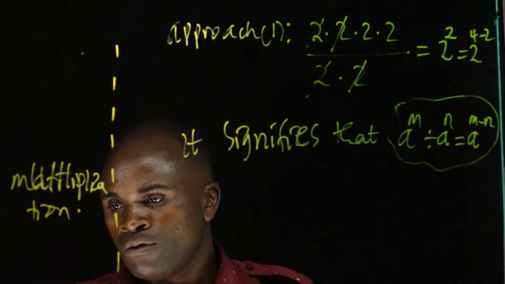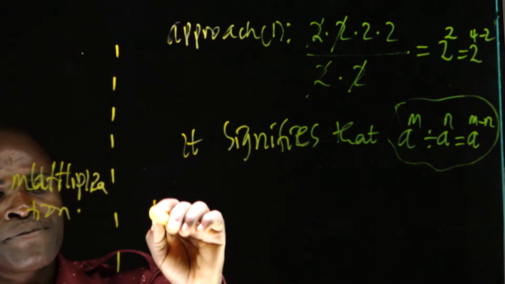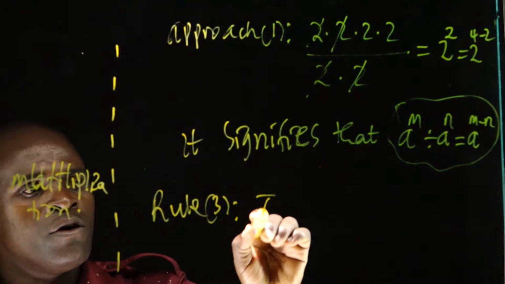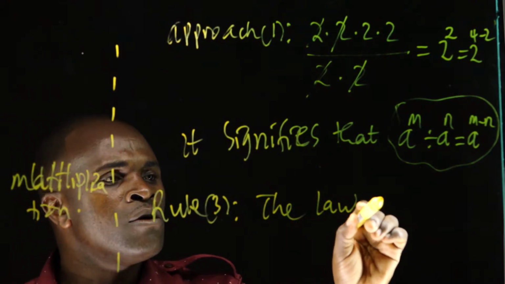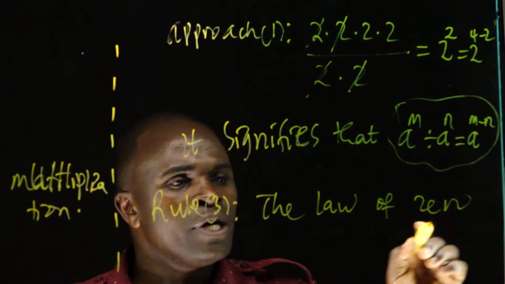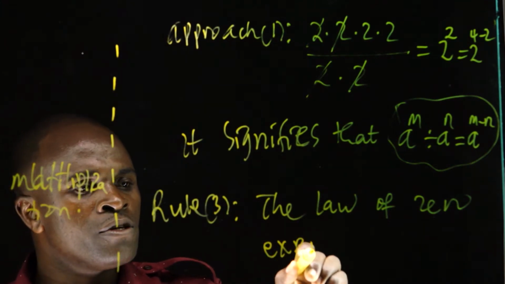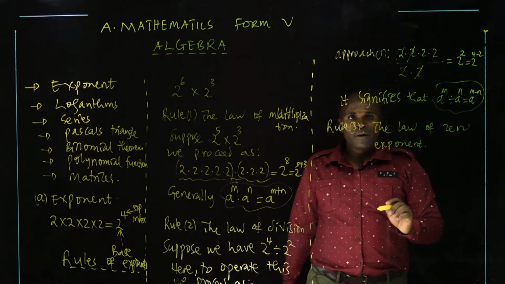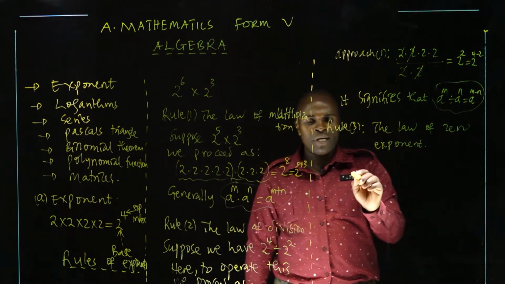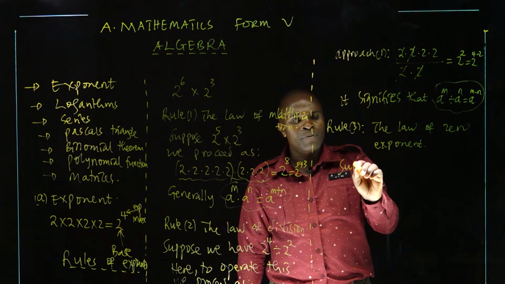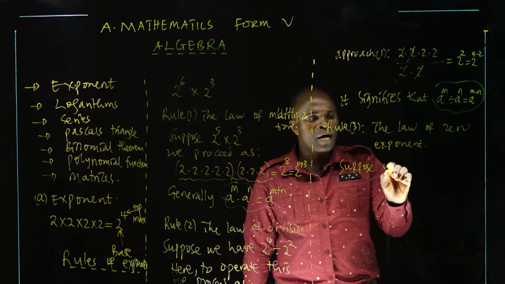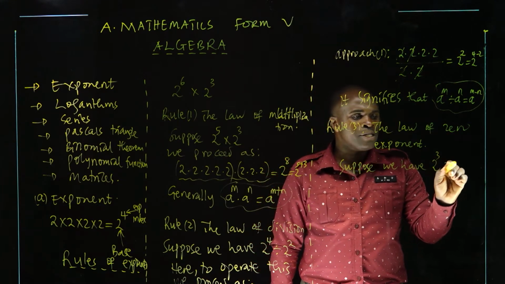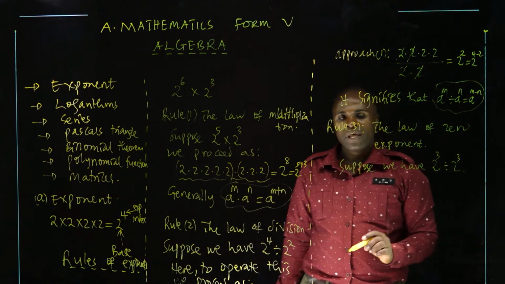With this second rule, we can see rule number 3 here. Rule 3 here, class. We say the law of zero exponent, we call. The law of zero exponent. Zero exponent is nothing, just to be given an expression here like, suppose we have 2 power 3 divided by 2 power 3, let's say.